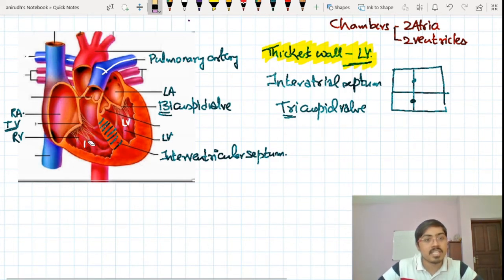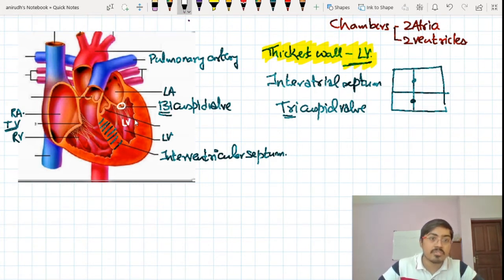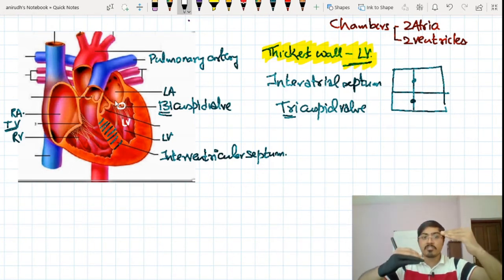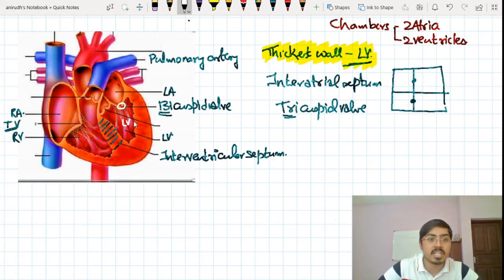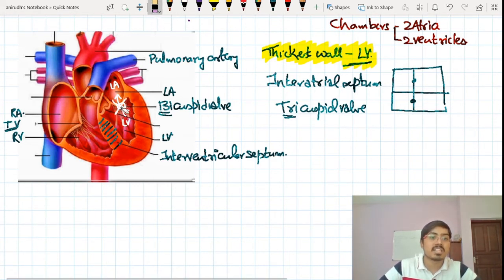Right? Now let us see what is there with the left ventricle. In the case of the left ventricle, this is the bicuspid valve. When the left ventricle contracts, this bicuspid valve will be closed. So it will prevent the backflow of the blood from the left ventricle to the atrium. So this kind of flow is blocked by the bicuspid valve. Now that is what we are aware of.